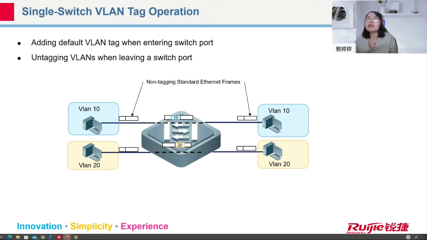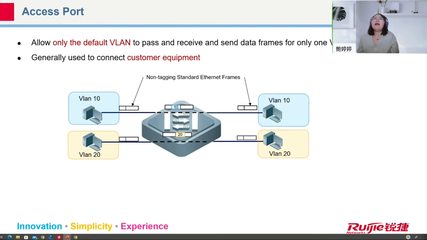Okay, so this is a single switch with VLAN tagging, if everyone connects to the same switch. And on the switch, we also give a special name to this kind of interface. This interface we call an access port. This access port only allows the default VLAN to pass, receiving and sending data frames for one VLAN.